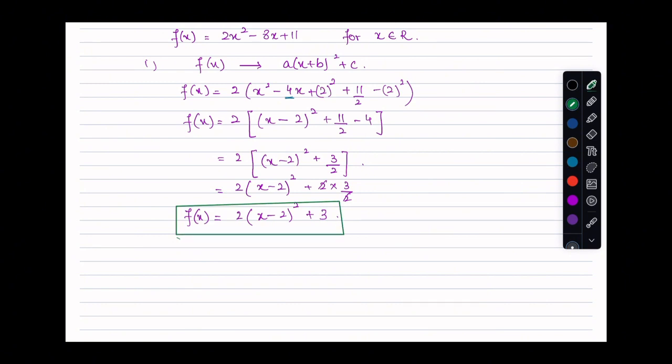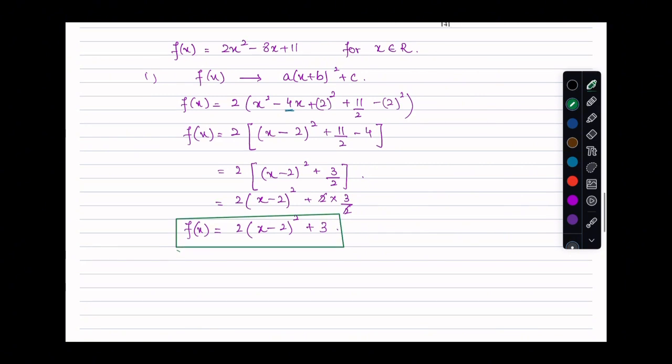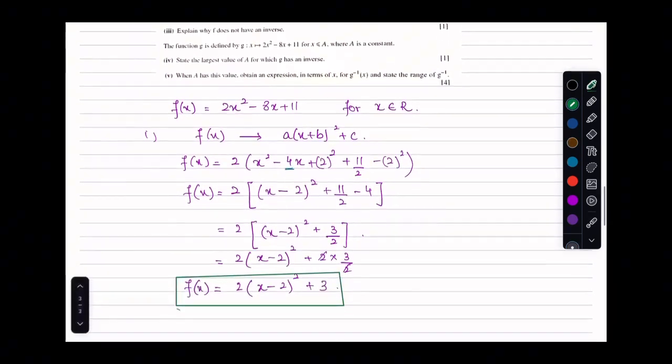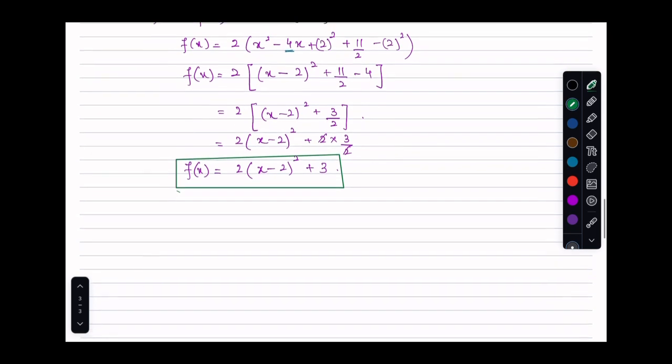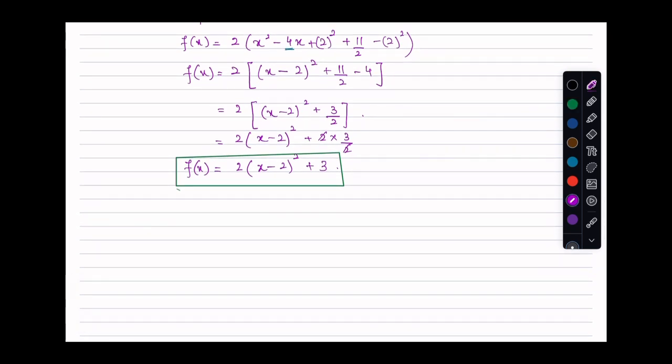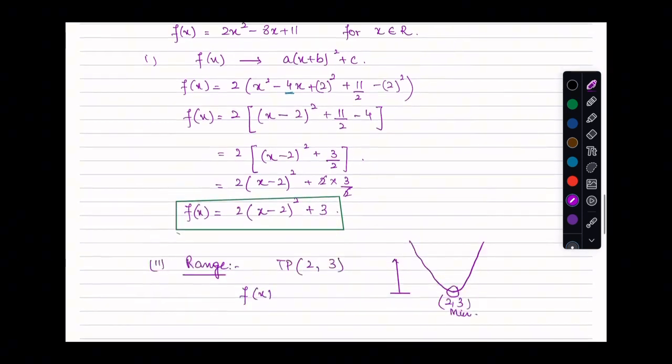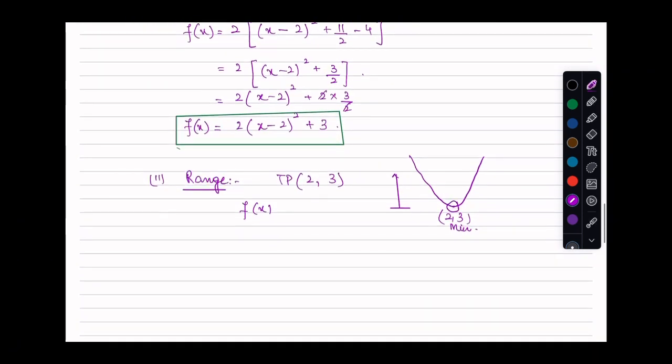Now the second part of the question. The second part of the question said, state the range of f. So to state the range of f, I will be considering the turning point coordinates. To find the range of f, it's just a 1-mark question.